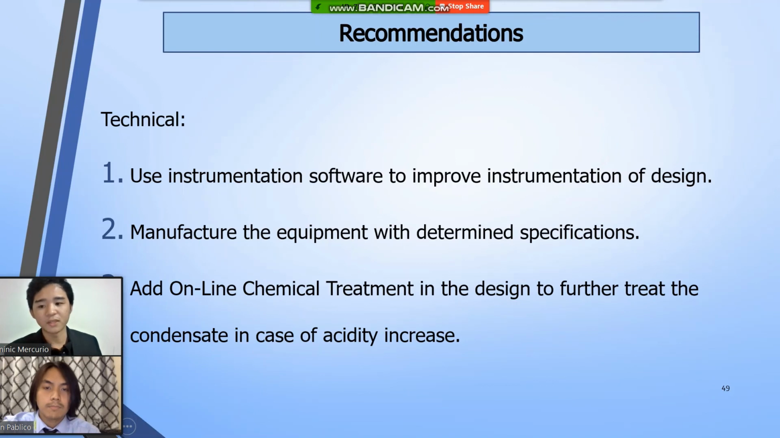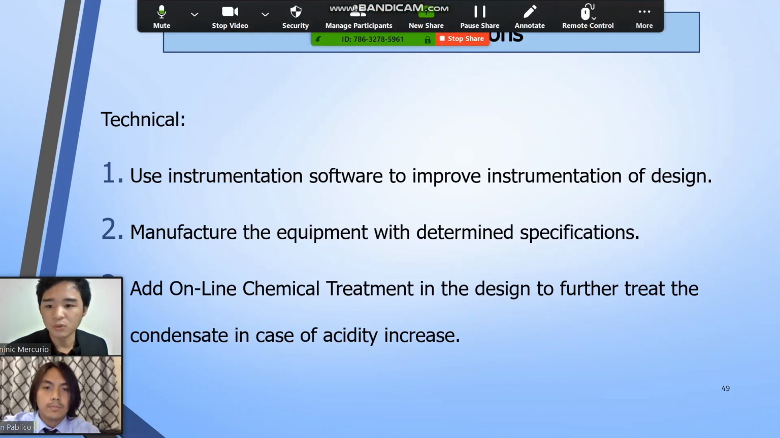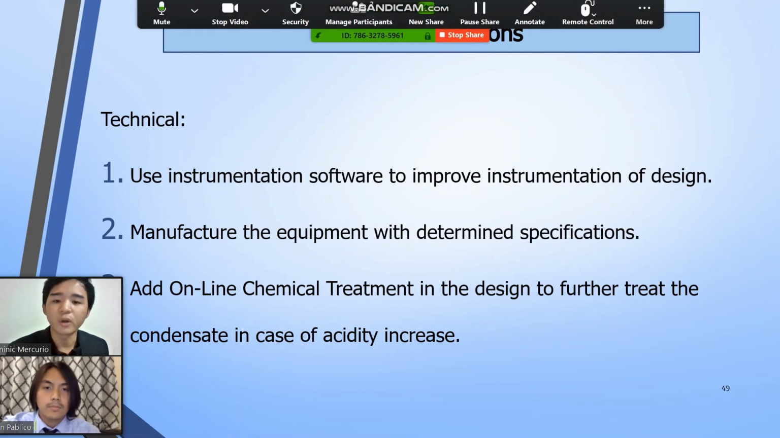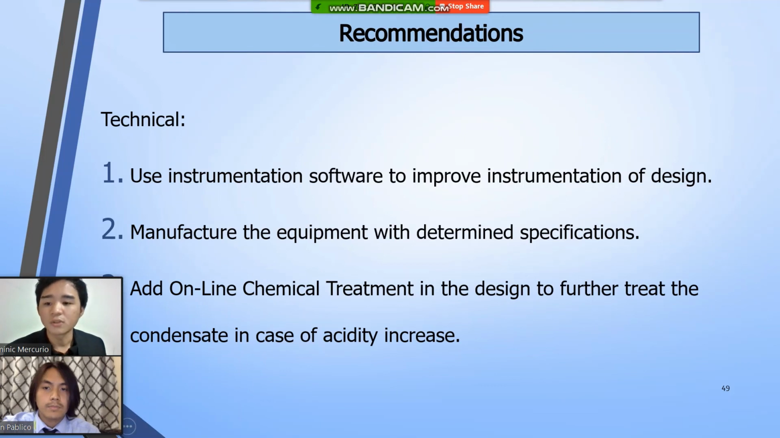As for the recommendations, the first one was to use instrumentation software to improve instrumentation of the design. Second is to manufacture the equipment with determined specifications. An online chemical treatment should be added to further treat the condensate in case of acidity increase.